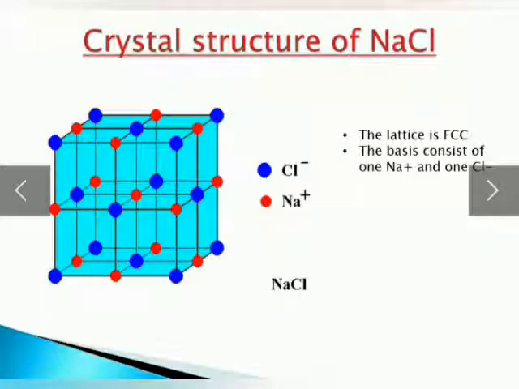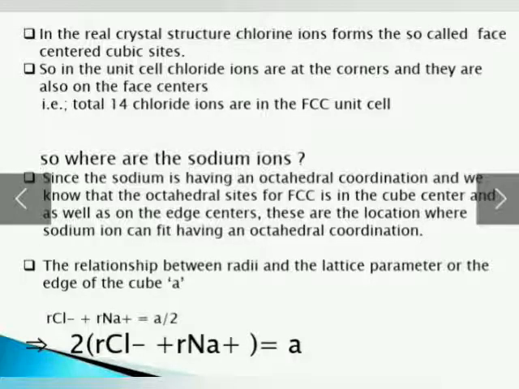So this is the diagram representing the unit cell of NaCl. Here the lattice is face-centered cubic and the basis consists of 1 Na+ and 1 Cl- ion. In the real crystal structure, chloride ions form the so-called face-centered cubic sites. So in the unit cell, chloride ions are at the corners and they are also on the face centers. That is, a total of 14 chloride ions are in the FCC unit cell.